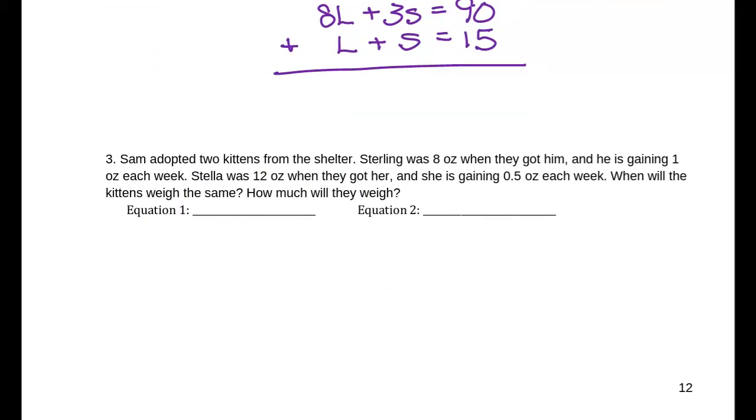All right, Sam adopted 2 kittens from the shelter. Sterling was 8 ounces when they got him. He is gaining 1 ounce each week. So he was 8 ounces, and he's gaining 1 ounce each week. Stella is 12 ounces when they got her. She's gaining a half an ounce each week. When will the kittens weigh the same? And how much will they weigh?